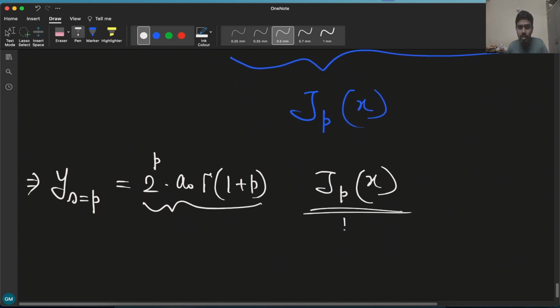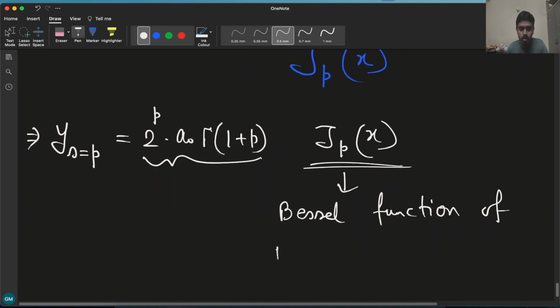This J_p(x) is a function of x, and it is called the Bessel function of the first kind. Okay, we are calling it the Bessel function.